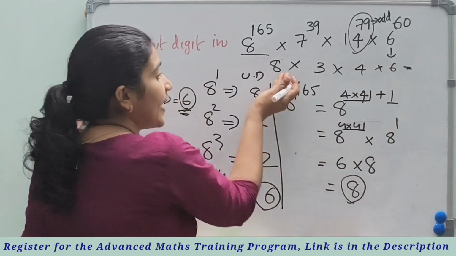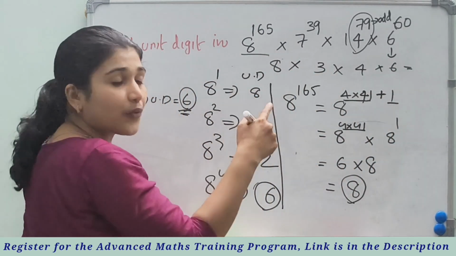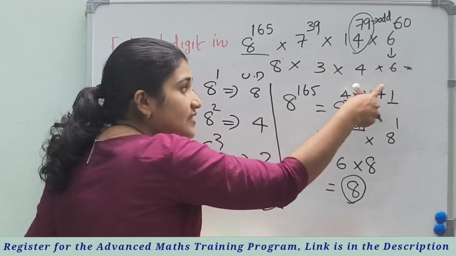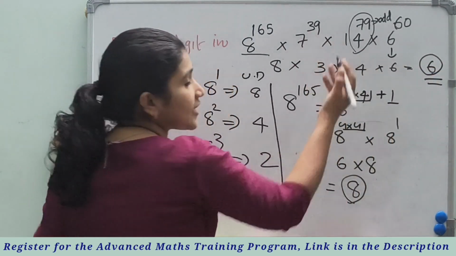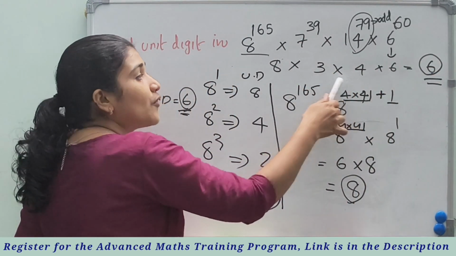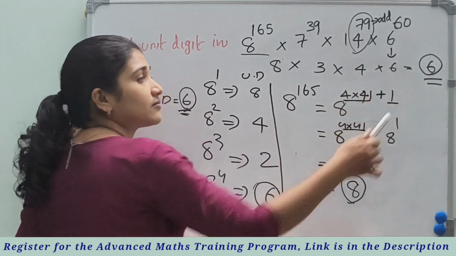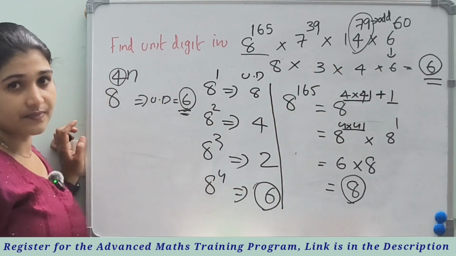Now we have solved it. You can see 8 into 3, 24. In 24 we have unit digit 4. 4 into 4, 16. 6 is the unit digit. 6 into 6, 36. So again 6 is the unit digit in this expression. Or 6 into 4, 24, 4. 4 into 3, 12, 2. 2 into 8, 16, 6. So in this expression 6 is the unit digit.